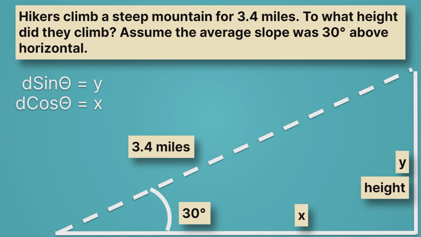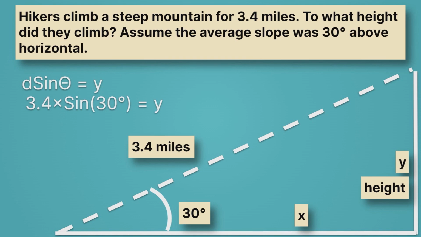We're going to use this over and over again in our problem, so it's a good idea just to memorize these equations. In this case, which one do we need? Well, we want to find the height, which is represented by y. So we'll use d sine theta equals y. We'll plug in 3.4 for the displacement and 30 degrees for our angle. That's going to give us y.